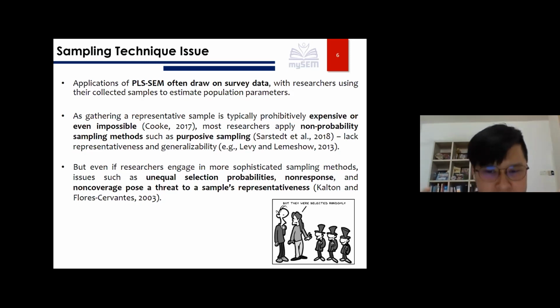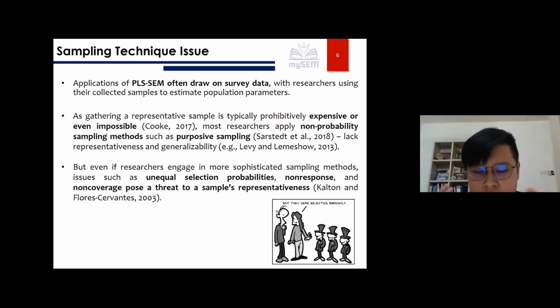Sometimes we use probability sampling. But then there are certain situations where we also use non-probability sampling. For example, Sarstedt et al. 2018 clearly stated that in marketing research, especially in advertising, it is so difficult to do probability sampling. Therefore, some people will look into purposive sampling. But again, there's an issue in terms of representativeness as well as generalizability.